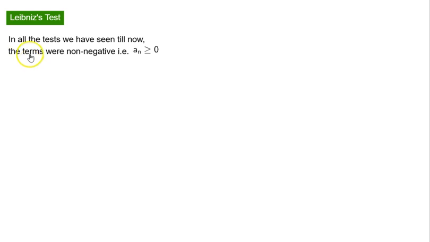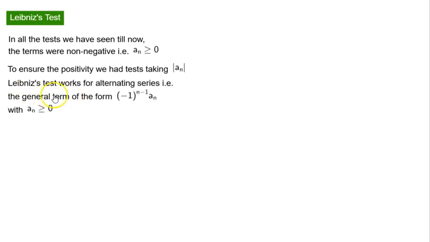Let's look at Leibniz's test. In all the tests we have seen till now, the terms were non-negative. That is, a sub n is greater than or equal to 0. To ensure the positivity, we had tests taking the magnitude of a sub n. Leibniz's test works for alternating series.